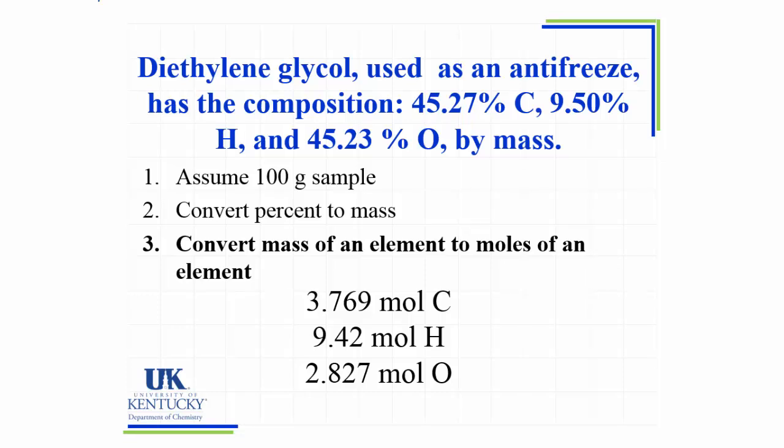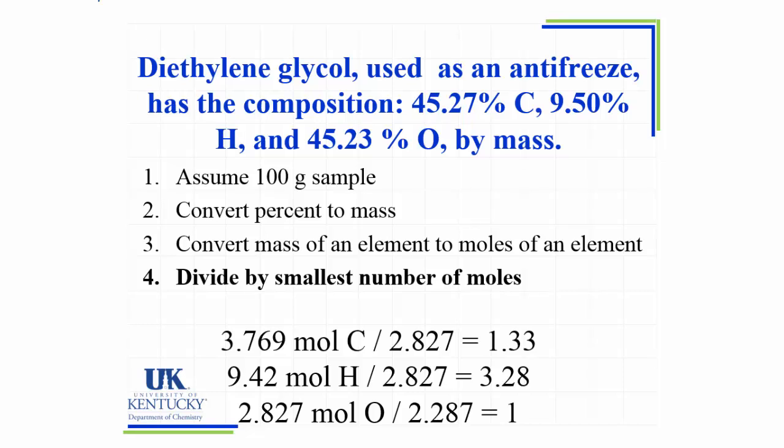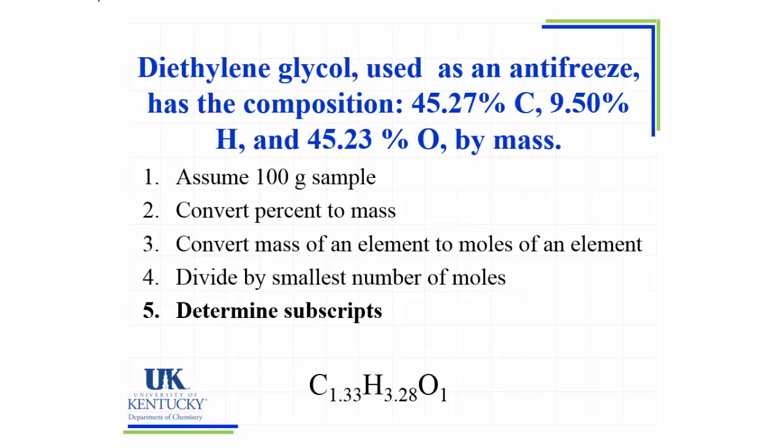Now, to find the lowest whole number ratio between those elements, we need to divide by the smallest number of moles. When we do that, we find that we get 1.33 for carbon, 3.28 for hydrogen, and 1 for oxygen. Now we need to determine the actual subscripts. We need to figure out what we need to multiply through in order to get rid of those decimal values and have only whole number subscripts.